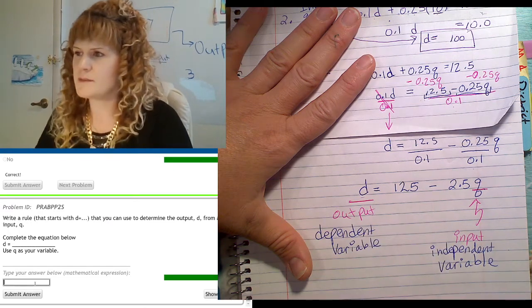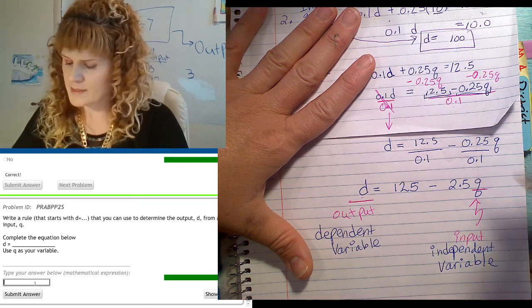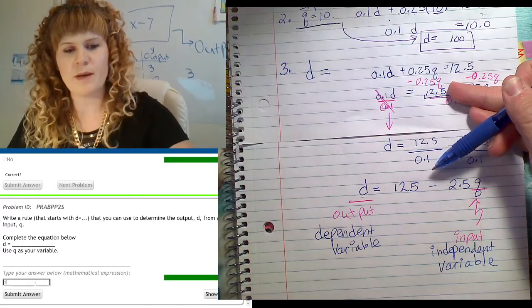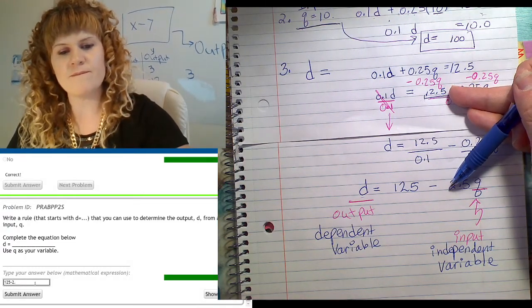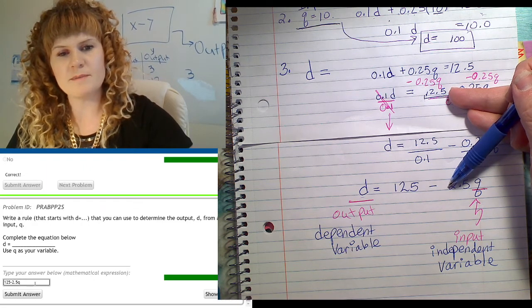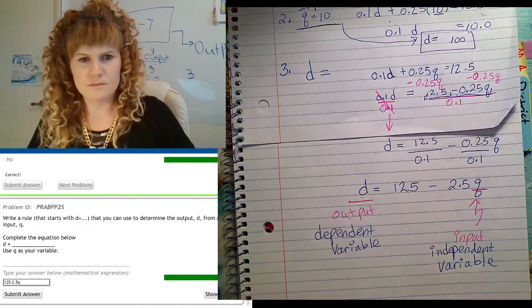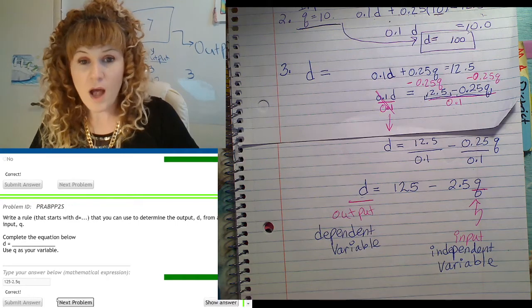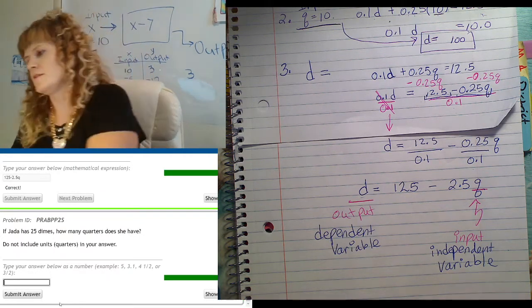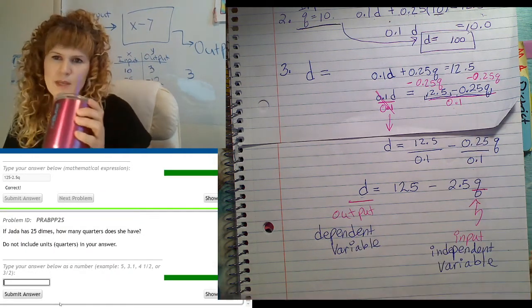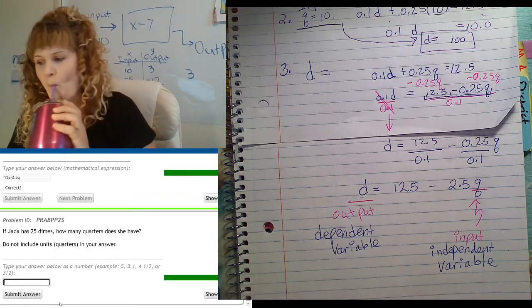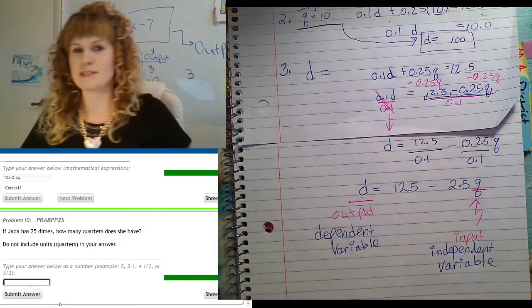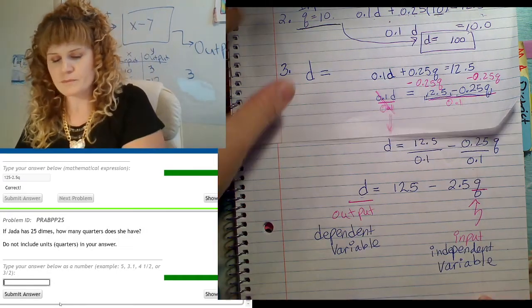Okay, take notes and then submit your answer. Let's hope I got it right. 125 minus 2.5Q. I typed it in. Oh, I got it right. Yay! I make mistakes all the time. Even though I'm good at math, I definitely make mistakes on my videos. That's why I'm in suspense too when I type it in.